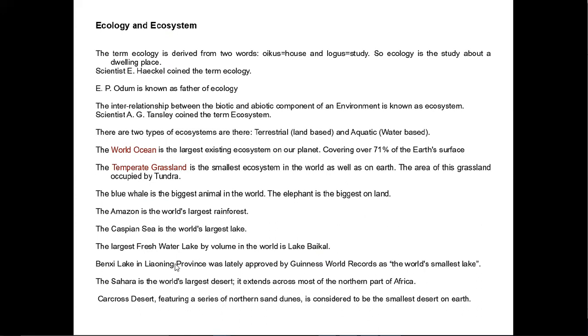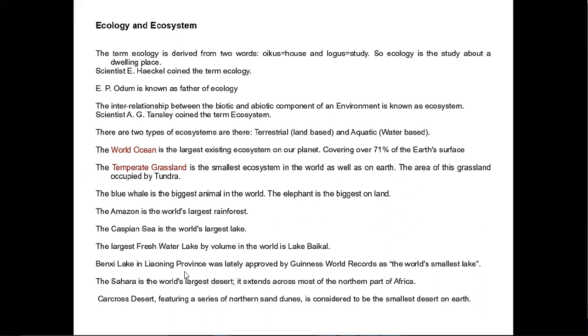And which one is the world's smallest lake? The smallest lake is Bengsi Lake. Bengsi Lake, which is in Liaoning province, was lately approved by Guinness World Records as the world's smallest lake.